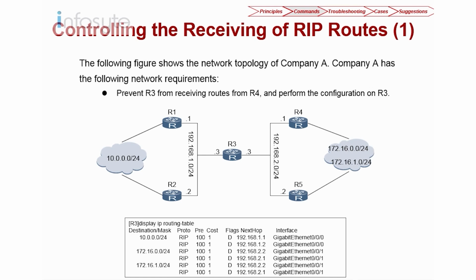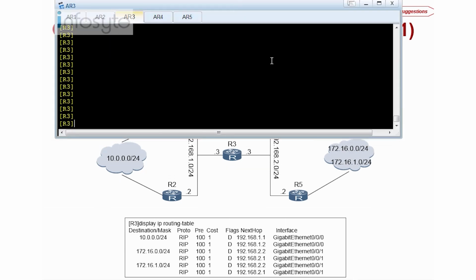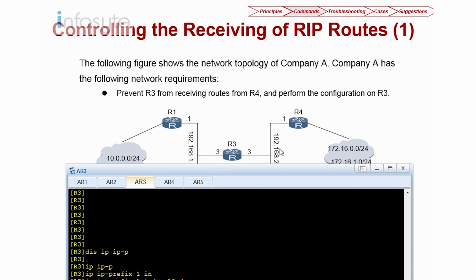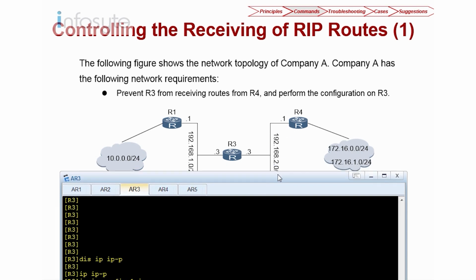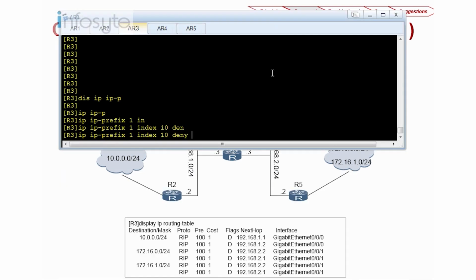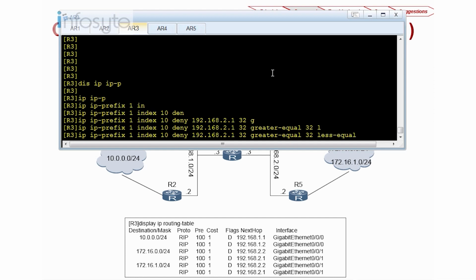Let's look into the configuration. First, we are going to look into R3. We are going to create an IP prefix. Let's have a look at our IP prefix. There isn't any yet, so we are going to create one. The command is called ip ip-prefix. We are going to call it prefix 1, index 10. First, I'm going to deny the IP address of router 4. The router 4 IP address is 2.1. So I'm going to deny 192.168.2.1, this is a host, greater-equal 32, less-equal 32.